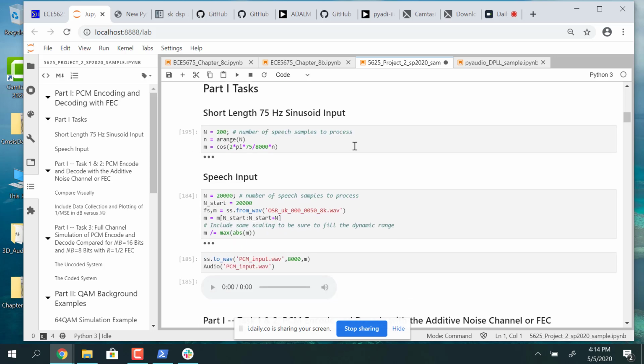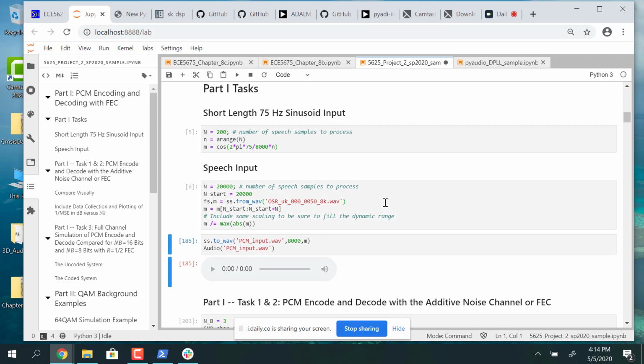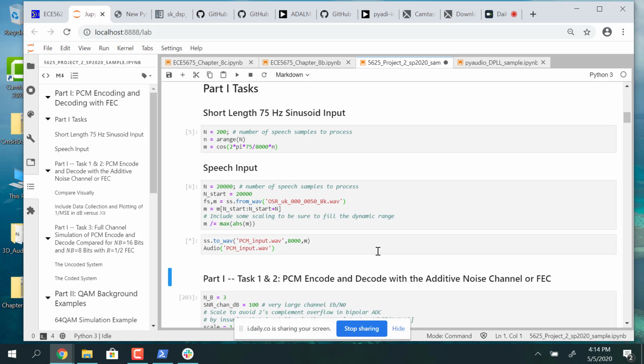Let's just take an example. So here I've got a 75 hertz signal that I'm generating. And here I'm importing the British male voice that we've used before. And of course we've listened to that voice before.